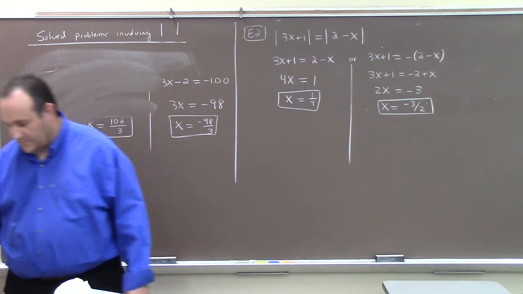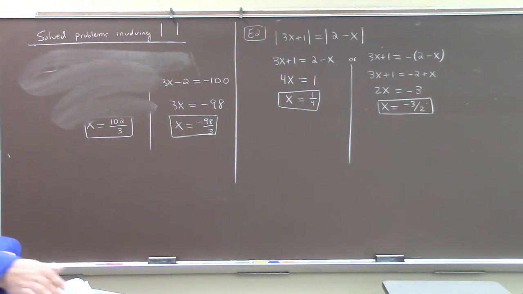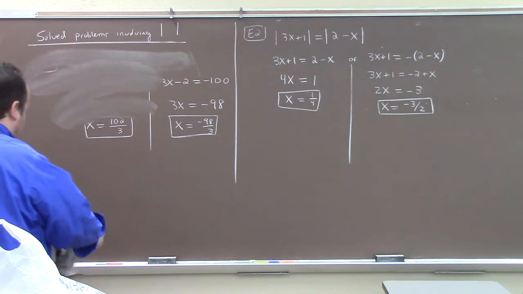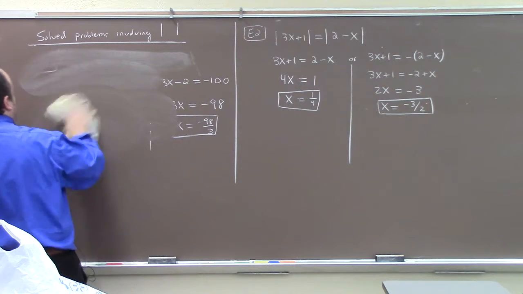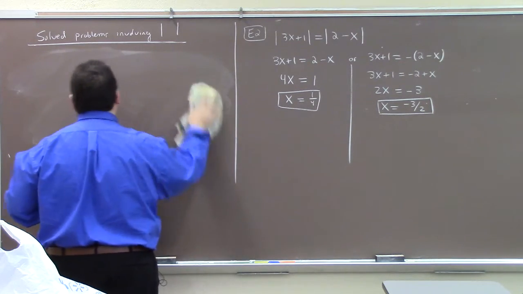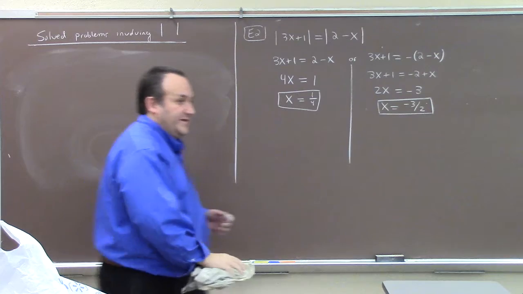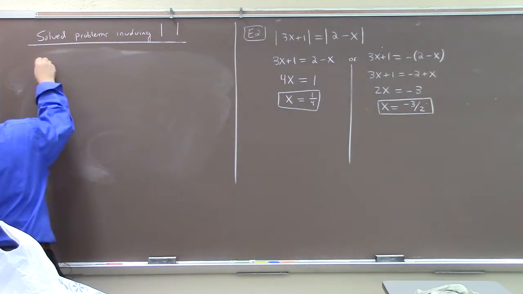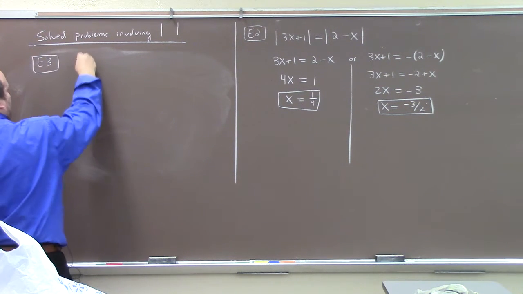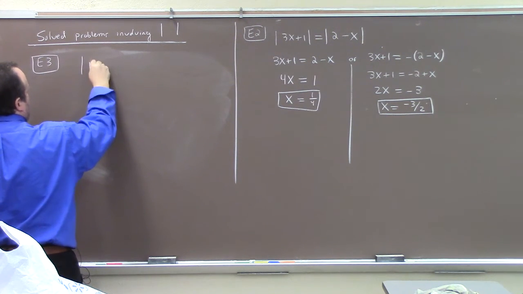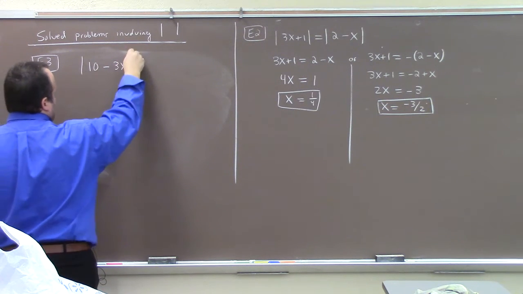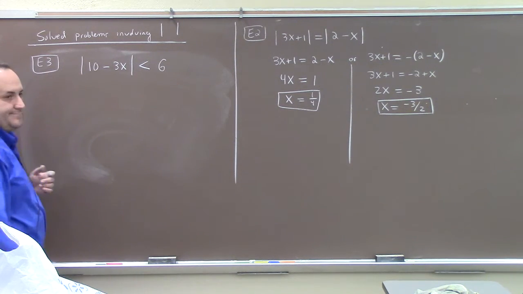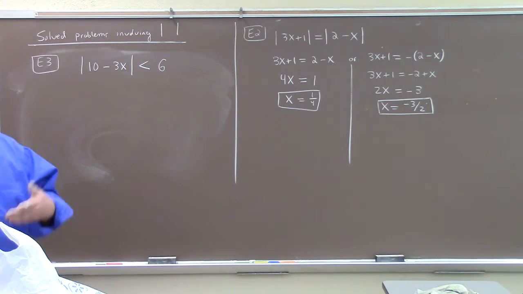looked at inequalities involving absolute value, and there were some more challenging issues that arose. All right, so I'll give you a pair of examples. So, example 3, we solved something like, oh, I don't know, the absolute value of 10 minus 3x less than 6. Find the solutions and write it in interval notation.